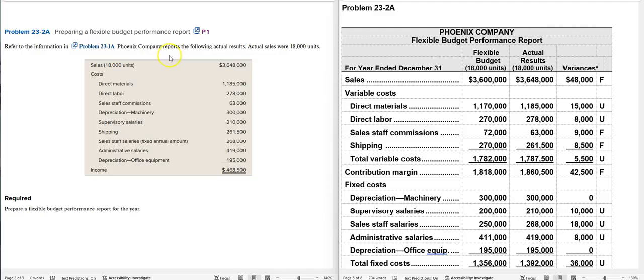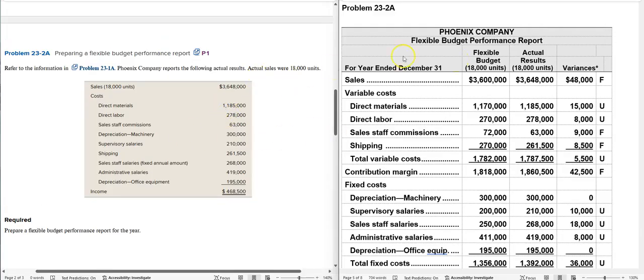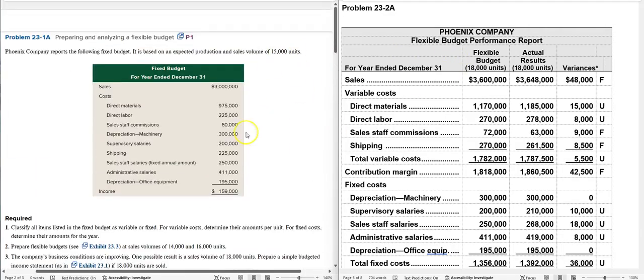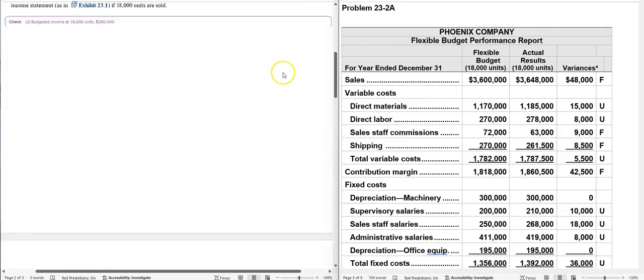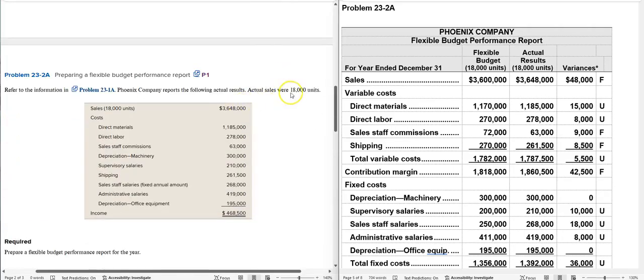What they're telling us is that they reported the following actual results. Actual sales were 18,000 units. These were their actual net income and their actual cost when they sold 18,000 units. And they want to know, how did we do? Well, remember, the original static budget was based on 15,000 units. So if I compare the original static budget for 15,000 units to results that are for 18,000 units, I'm going to expect a lot of these numbers to be very different.